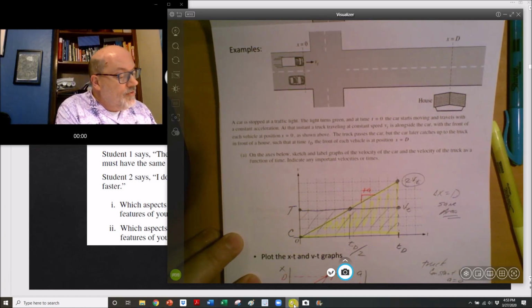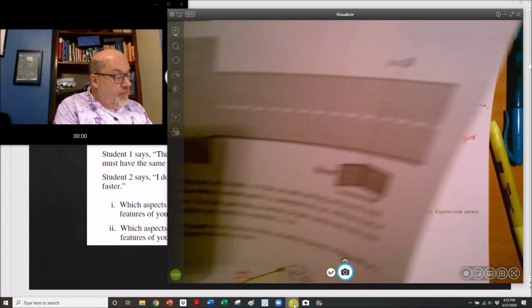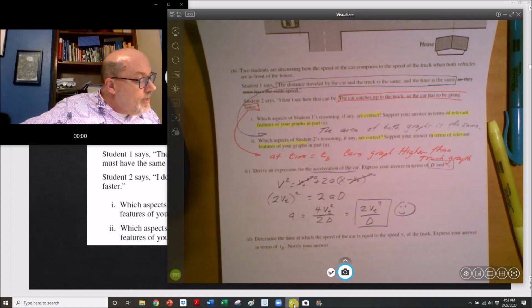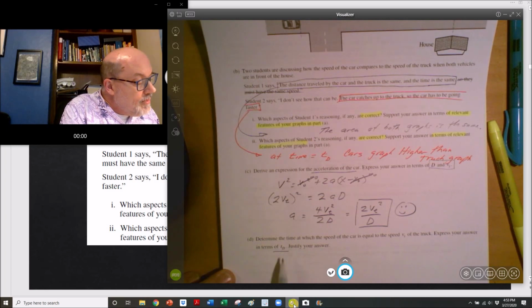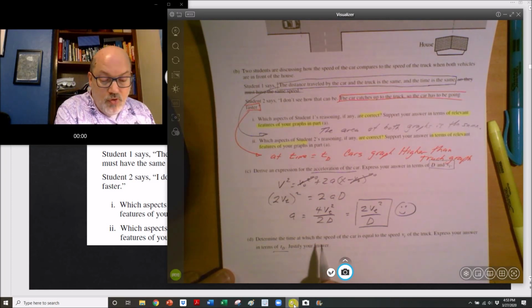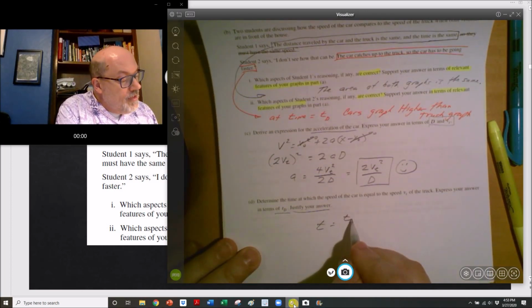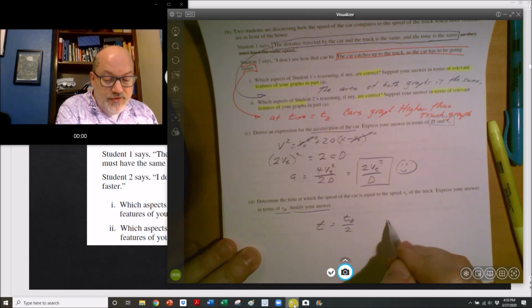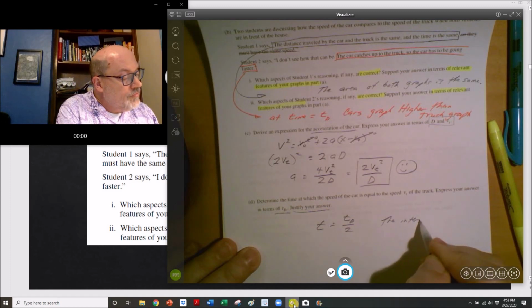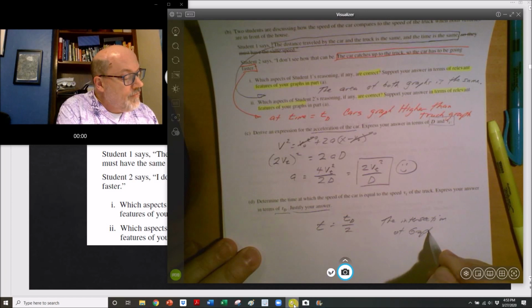TD divided by 2. So the question says determine, and it says express your answers in terms of TD, and it says justify your answers. So our time would be TD divided by 2, and our justification is that's where the graphs intersect. Intersection of graphs in part A.